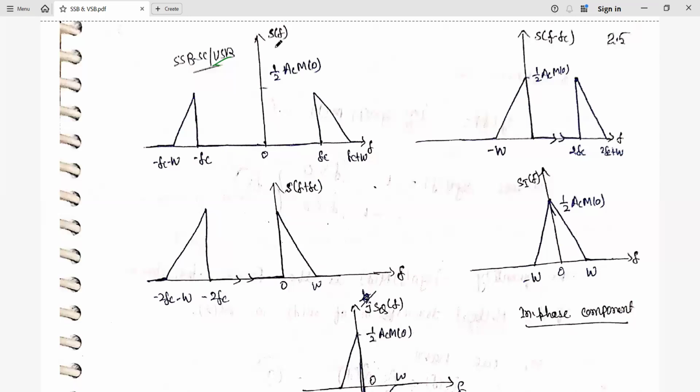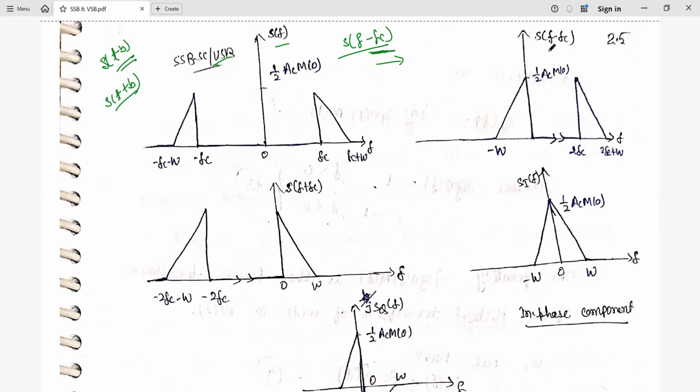Now you are going to shift this. Inside the function is S(f − fc). From signals and systems you already know that when a function shifts with a minus, the shift takes place to the right side; with a plus, the shift is to the left side. Similarly in the time domain, S(t − b) shifts to the right side, and S(t + b) shifts to the left side.